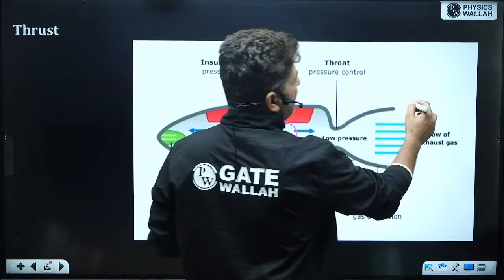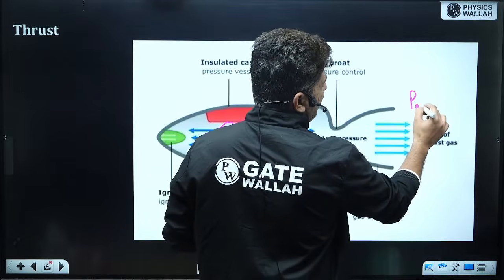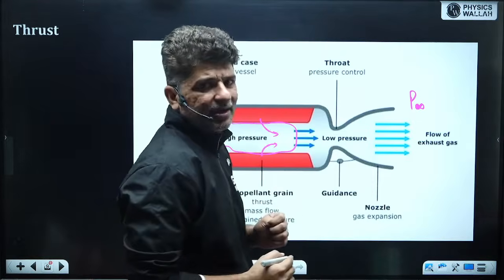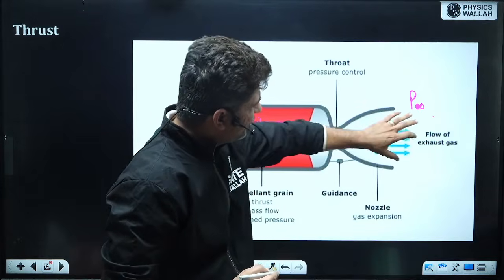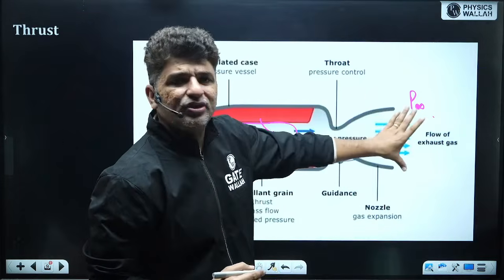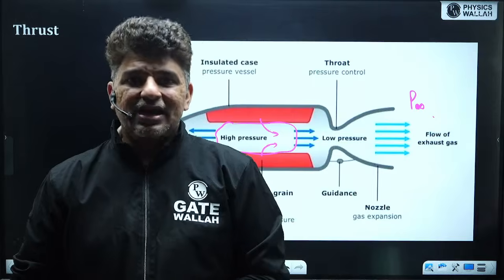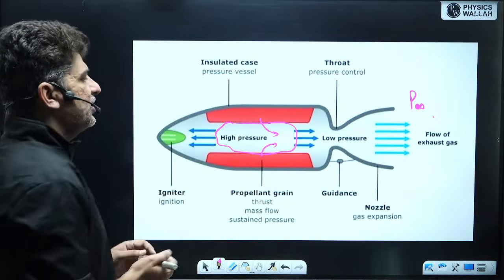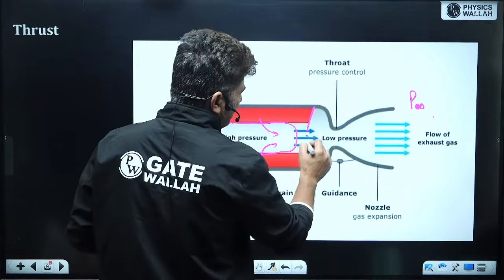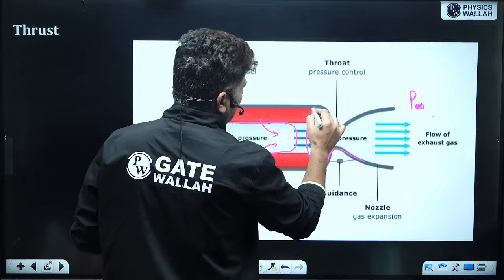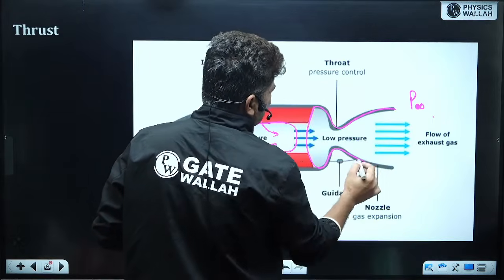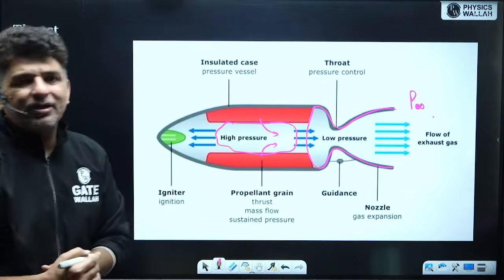So you have ambient over here, P infinity, and you see this is very low pressure. When the gases pass through the convergent divergent nozzle, which we saw in the first class, you see this is a sort of convergent divergent nozzle. This is the convergent divergent nozzle, whatever I have drawn in pink.